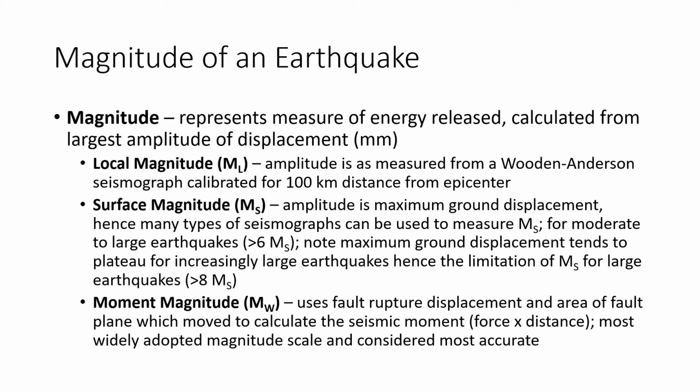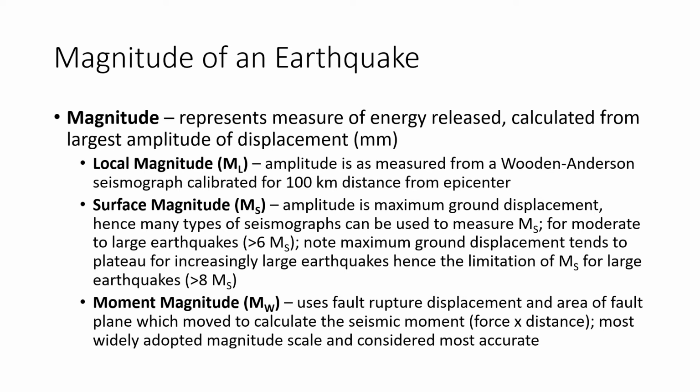So again, local magnitude is all about the amplitude as measured from a specific type of seismograph, which is a Wood-Anderson seismograph. Now, the surface magnitude, or M sub S, is based on the amplitude of your maximum ground displacement. So in here, you have to know the actual ground displacement after the earthquake.